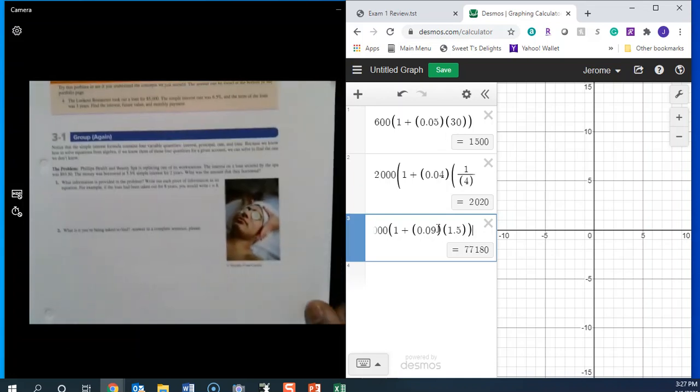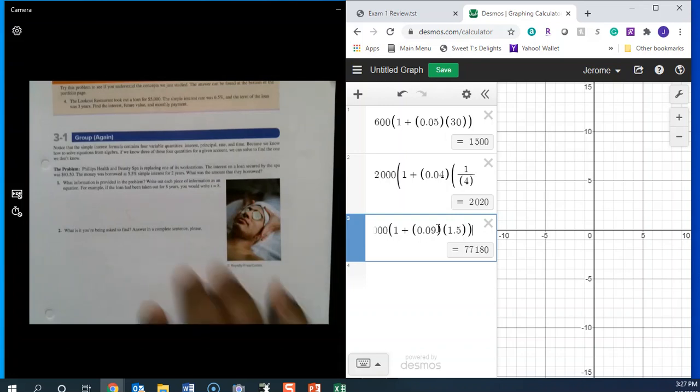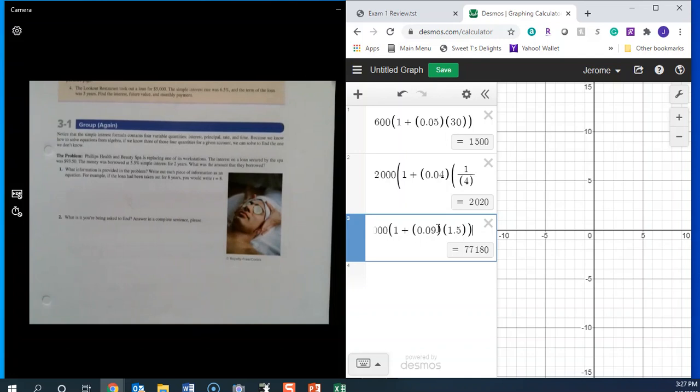Now we go down here to the bottom. It says here, the problem. Phillips Health and Beauty Spa is replacing one of its workstations. The interest on a loan secured by the spa was $93.50. The money was borrowed at 5.5% simple interest for 2 years. What was the amount that they borrowed?